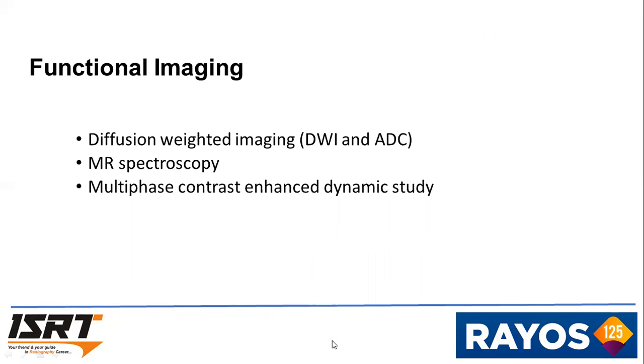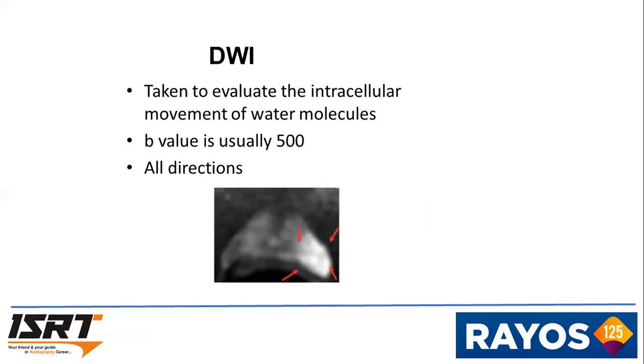Now coming to the functional imaging side, in MR imaging of prostate, we take diffusion weighted imaging, MR spectroscopy, and multi-phase contrast enhanced dynamic study. Now coming to the diffusion weighted imaging. Diffusion is the intracellular movement of water molecules within the tissues. Diffusion weighted image is taken to evaluate the intracellular movement of water molecules.